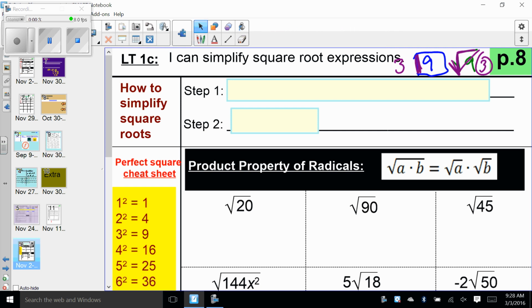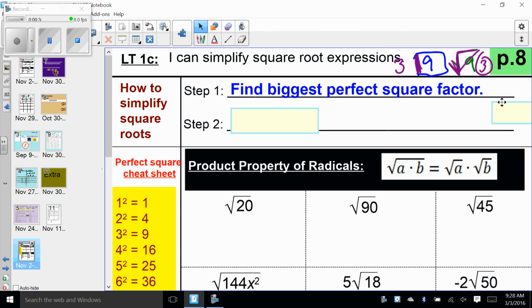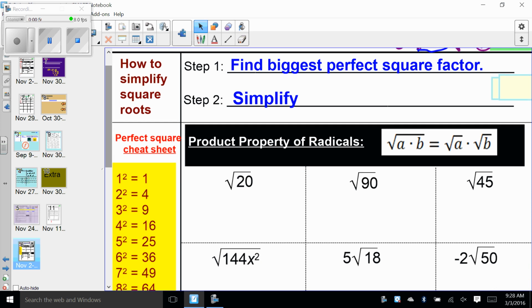So how do we simplify square root? Step 1, we find the biggest perfect square factor. We'll talk about that as we work today. So we're really going to do our perfect squares, the ones that we really like, the rational number ones. And then step 2, we simplify. So this is going to feel a little bit like a factor tree to you, those of you that are comfortable with prime factorization. It is not prime factorization, but that might be kind of how it feels to you.